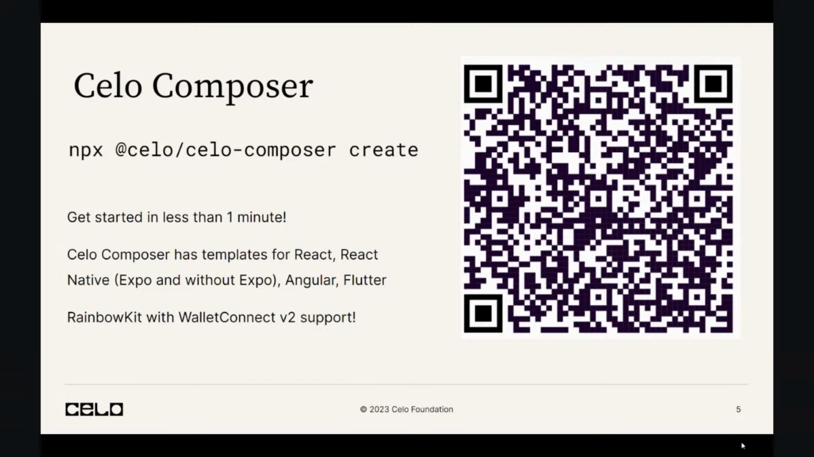All you need to do is run this command, select your front end framework of your choice, the contract framework of your choice, and you will be set up with RainbowKit, Wallet Connect V2 support, everything that you would need in order to get started. So you don't have to go through various documentation and figure out how to get even started. And you can scan this QR code to learn more about Celo Composer and what other things you can achieve with it. We have React template, we have React Native, Expo and without Expo, Angular and Flutter. So yeah, use Celo Composer, highly recommended for your projects.